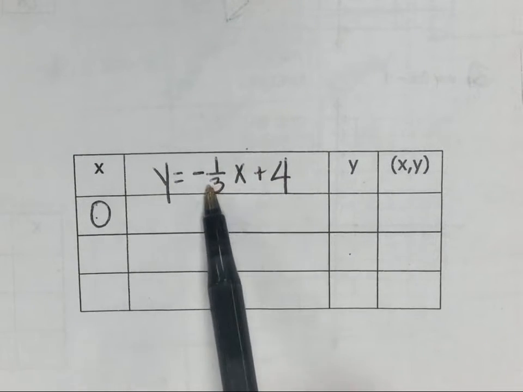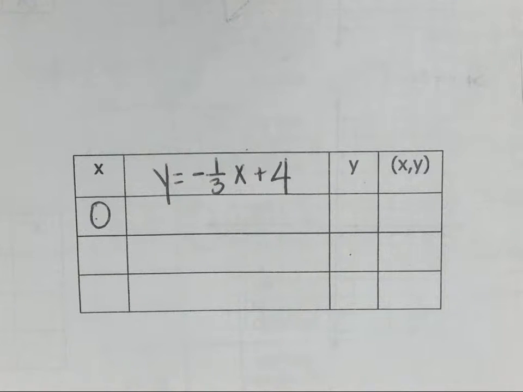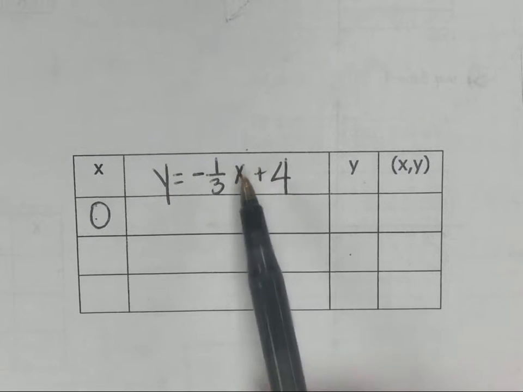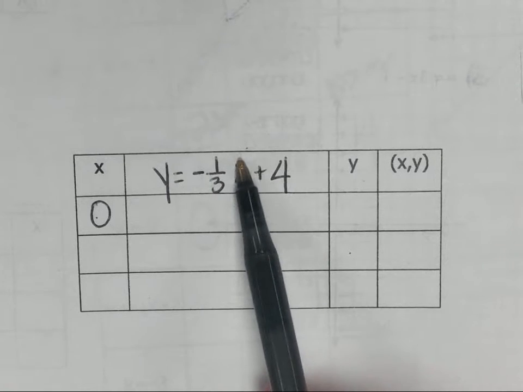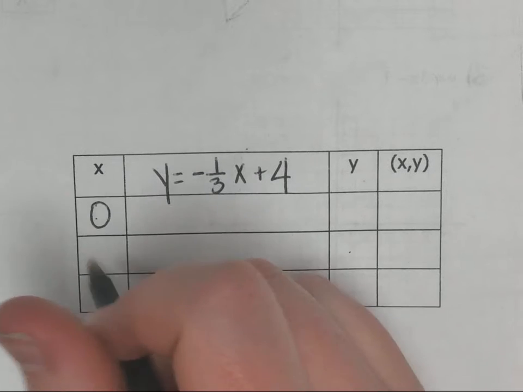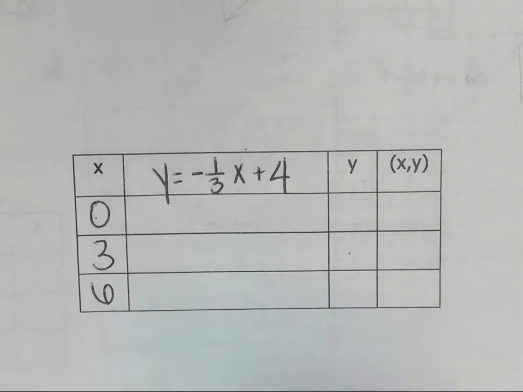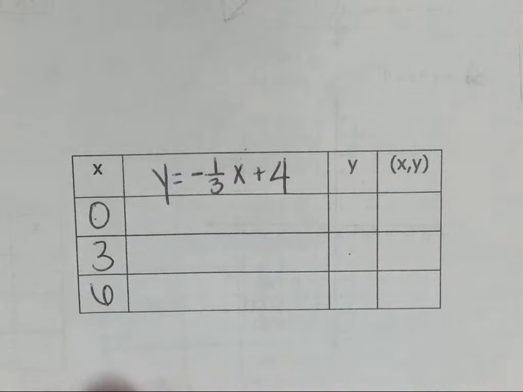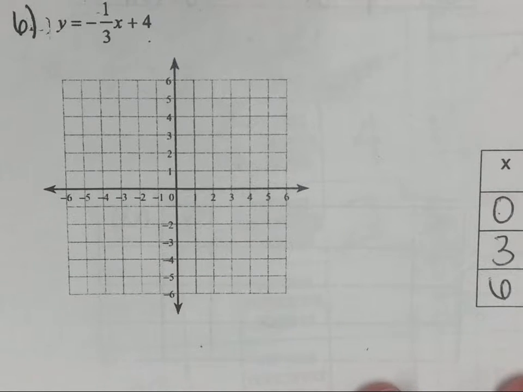Multiplying by 1/3 is the same thing as dividing by what? 3. When you multiply something by 1/3, that's the same thing as dividing by 3. So what are numbers that are divisible by 3? 0, 3, 6, 9. Let's start with 3 and 6. We don't want to use 9 because there is not a 9 on my graph.